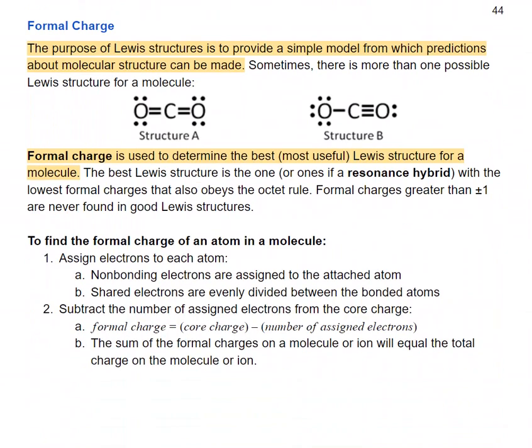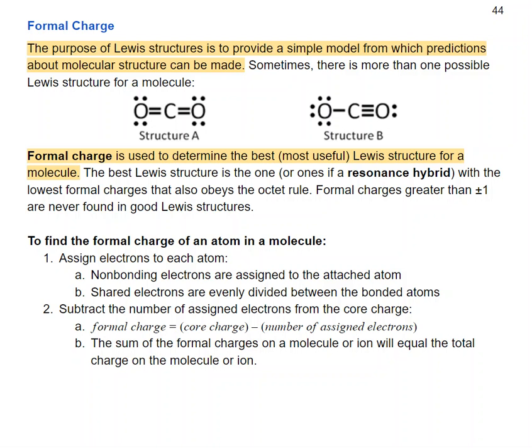So sometimes we're able to draw more than one possible Lewis structure that follows all of our rules. So how can we predict which one is better? The purpose of a Lewis structure is to give us a simple model from which we can make predictions about molecular structure and properties. Sometimes there is more than one possible Lewis structure for a molecule.